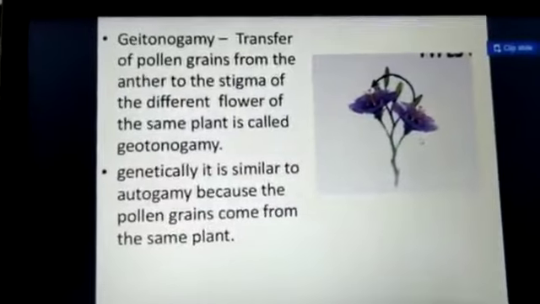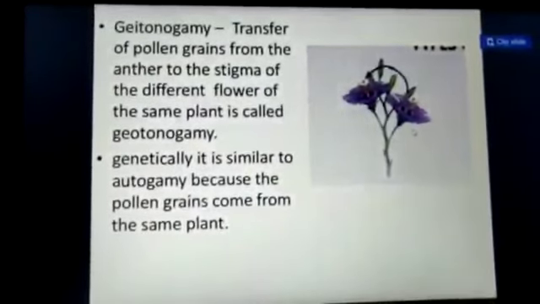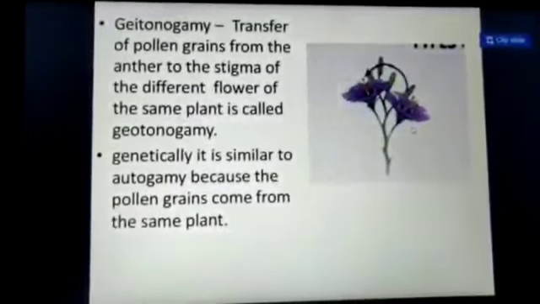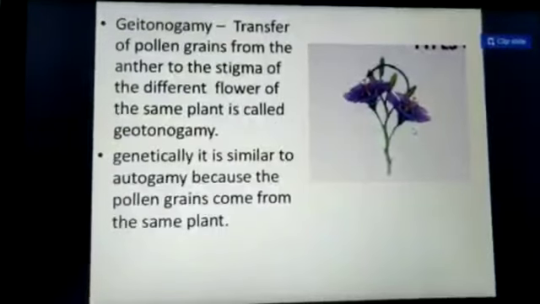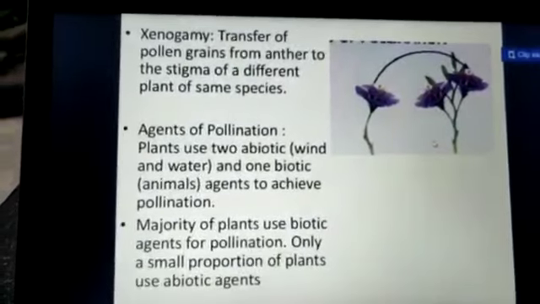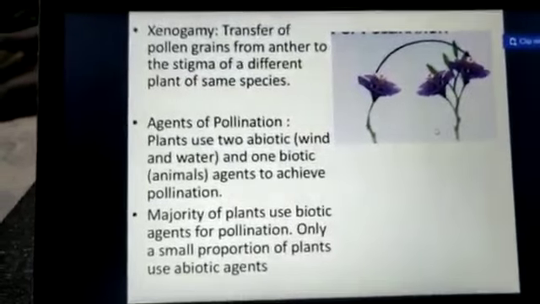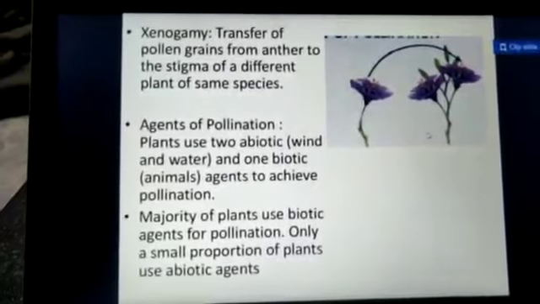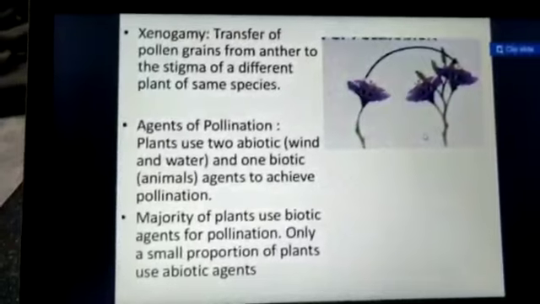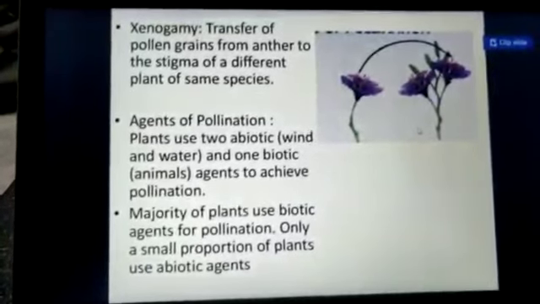Now geitonogamy. Transfer of a pollen grain from the anther to the stigma of a different flower in the same plant is called geitonogamy. Genetically it is similar to autogamy because the pollen grains come from the same plant. Xenogamy. Autogamy and geitonogamy are examples of self-pollination, but xenogamy is transfer of a pollen grain from an anther to the stigma of a different plant of the same species.